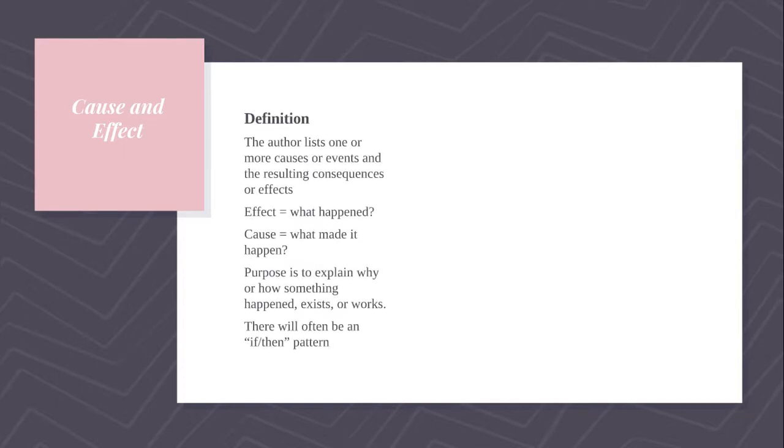Cause and effect. Definition. The author lists one or more causes or events and resulting consequences or effects. Effects are what happened. The cause is what made it happen. Purpose is to explain how something happened, exists, or works. There will often be an if-then pattern.